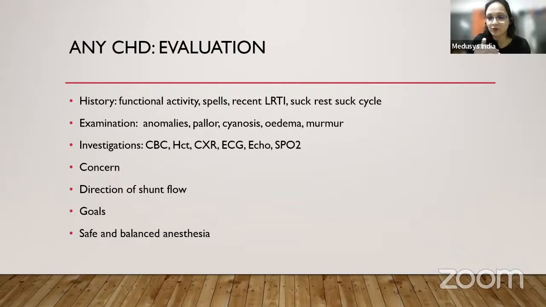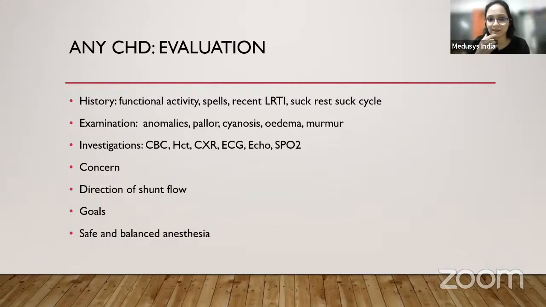So history: functional activity, history of spells, history of recent chest infection, squatting, the way we already answered in our previous examinations. And in examination, we will look for anomalies because they are associated with these congenital heart diseases. Pallor, cyanosis, edema, any signs of heart failure are present. Type of murmur.